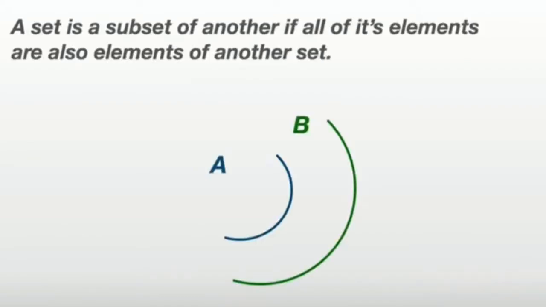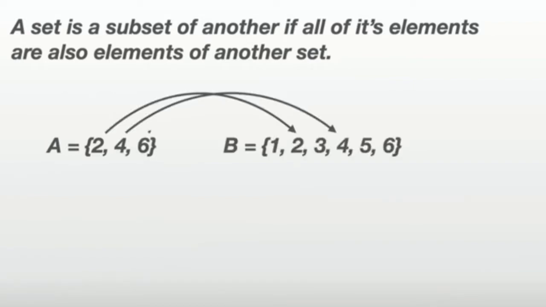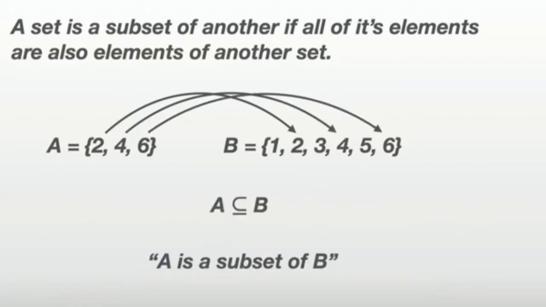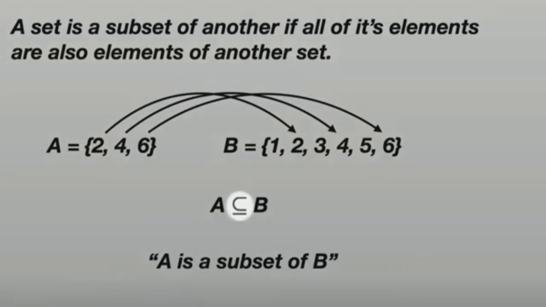A set is a subset of another if all of its elements are also elements of another set. For example, if A is the set containing 2, 4 and 6, and B is the set containing 1, 2, 3, 4, 5 and 6, then since the elements 2, 4 and 6 which are in A are also in B, then A is a subset of B. And we use this symbol to denote A being a subset of B.